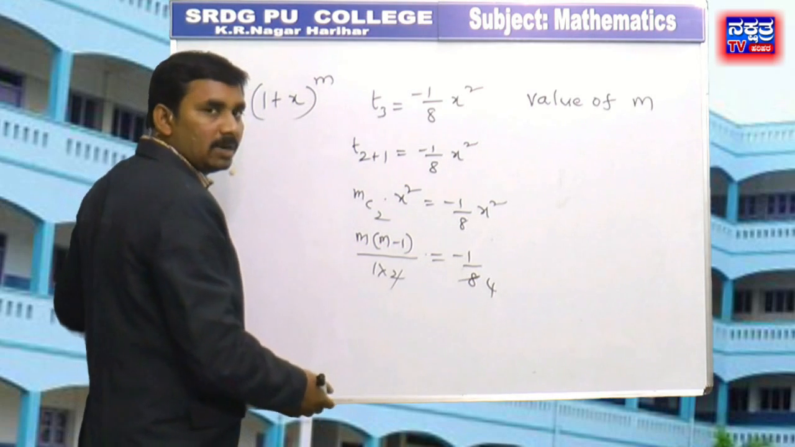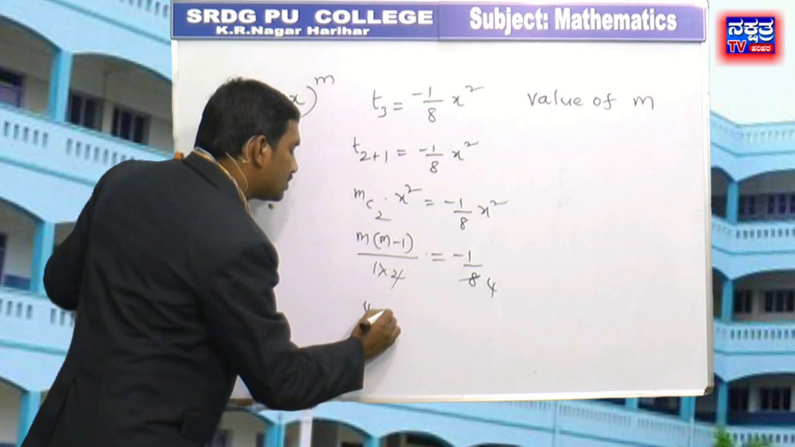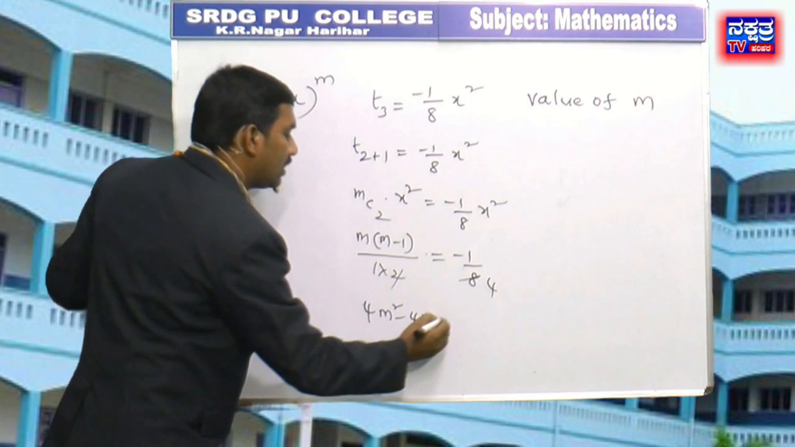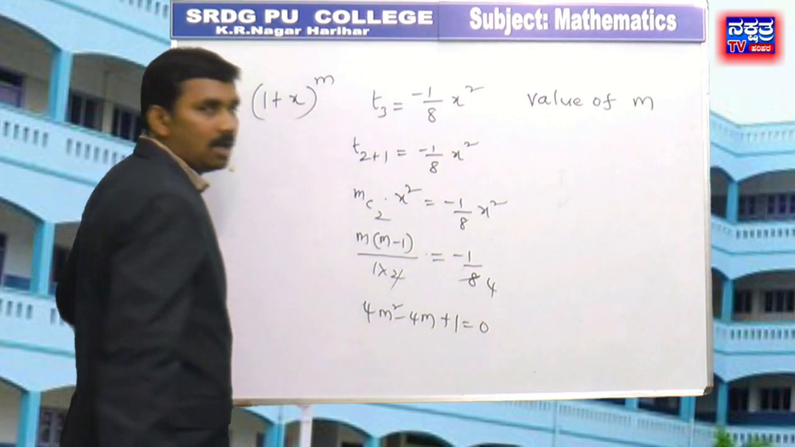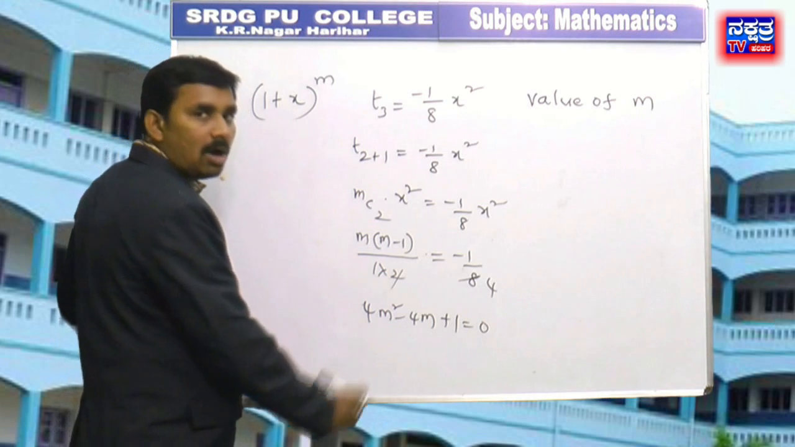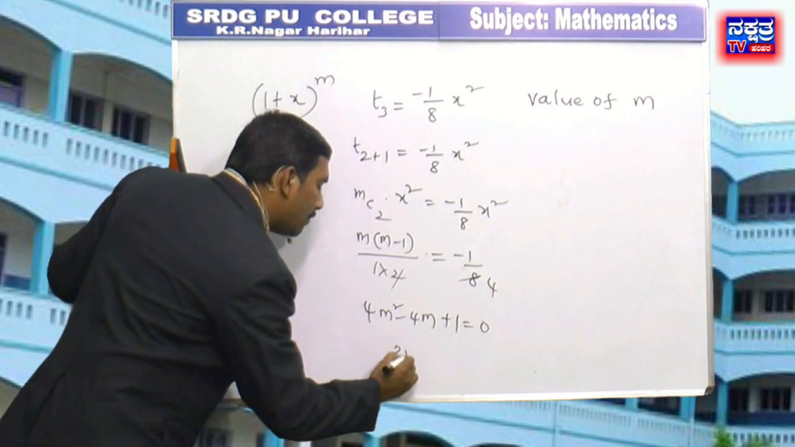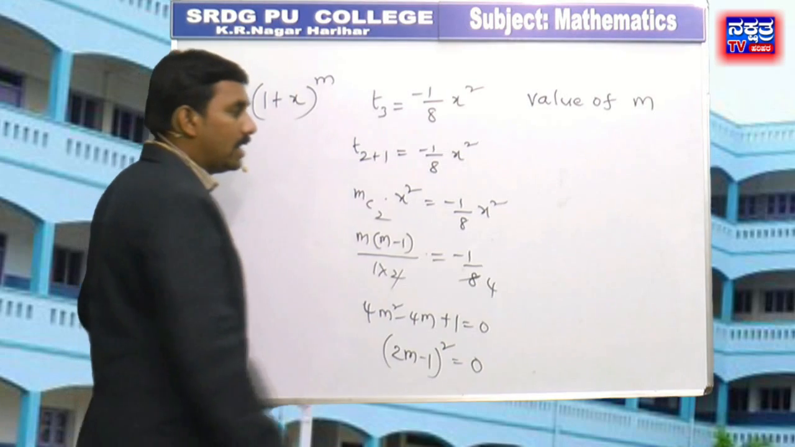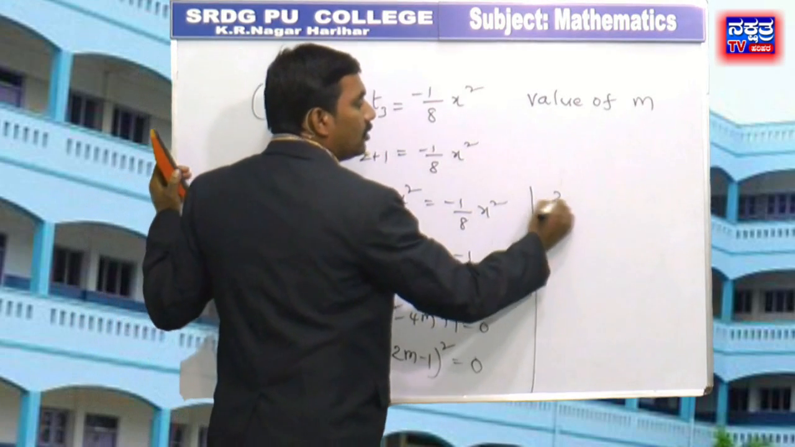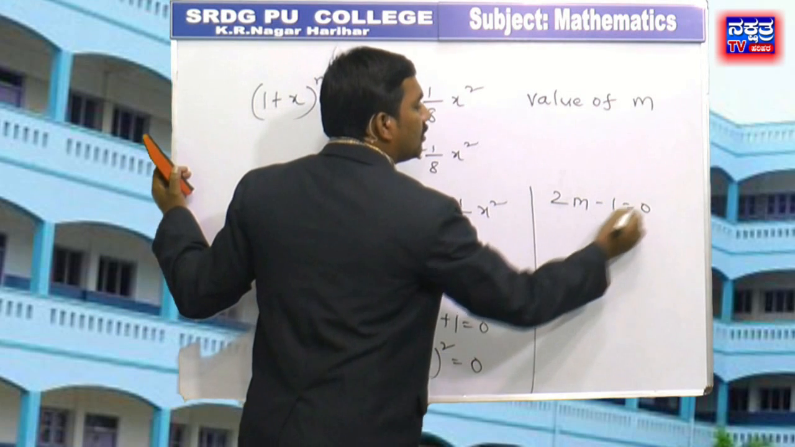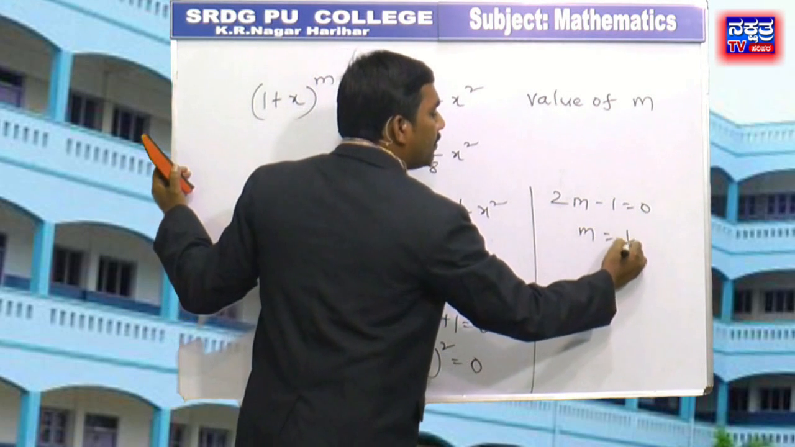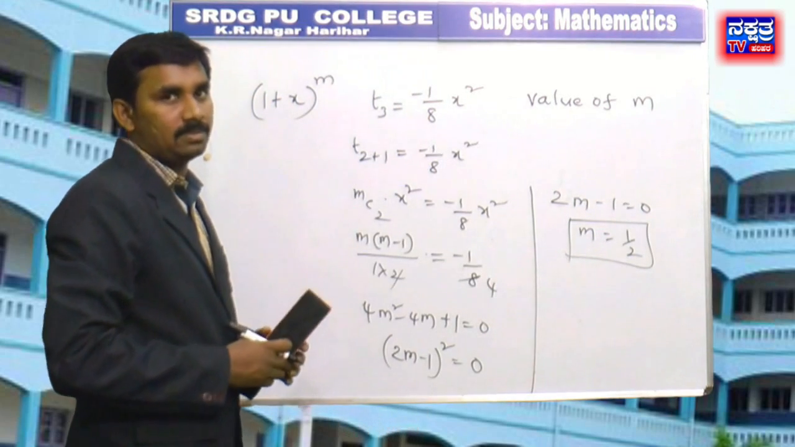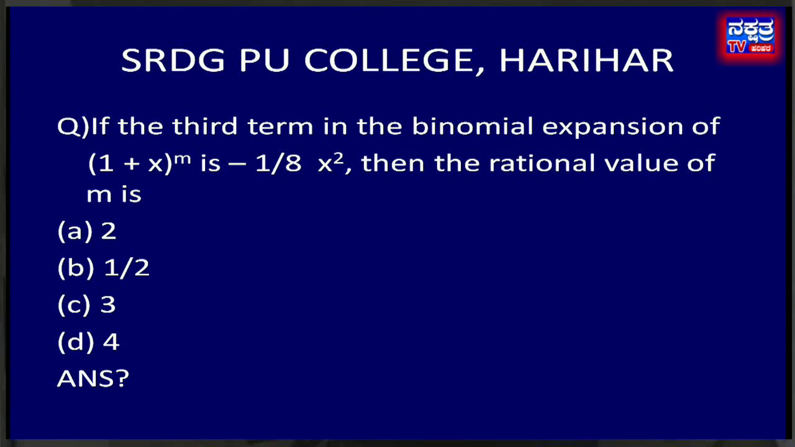By taking the cross multiplication, 4m² - 4m, here -1 is there. If you write it on the left hand side, it will become +1 equal to 0. Clearly it is the algebraic expansion (2m - 1)² = 0. Hence from this what you can write, 2m - 1 = 0. Hence m = 1/2. The rational value of m, that is the question. Hence what is the rational value of m?